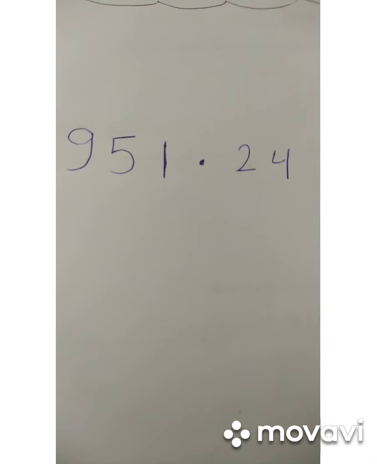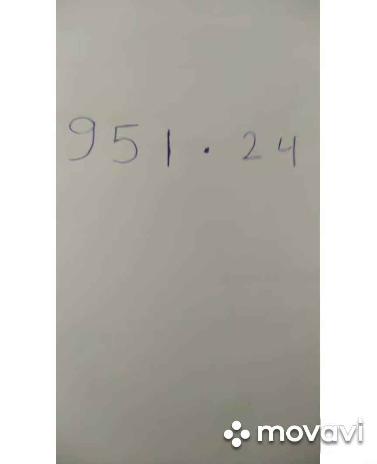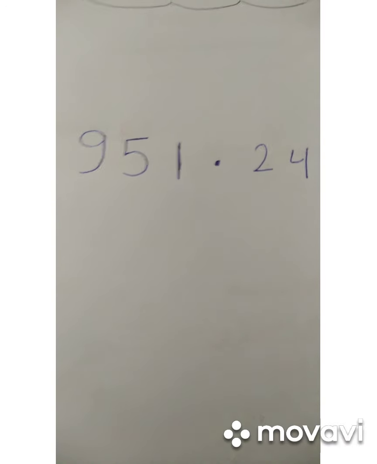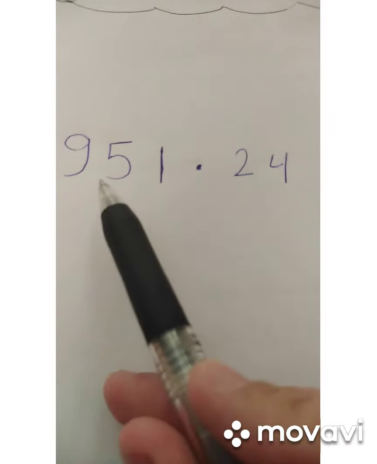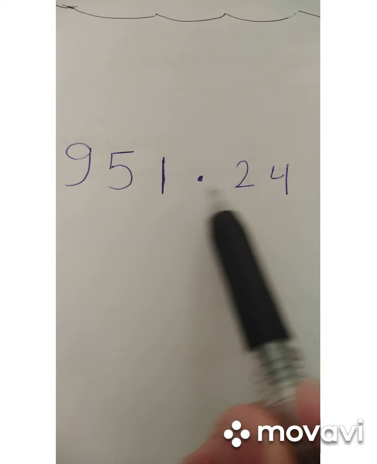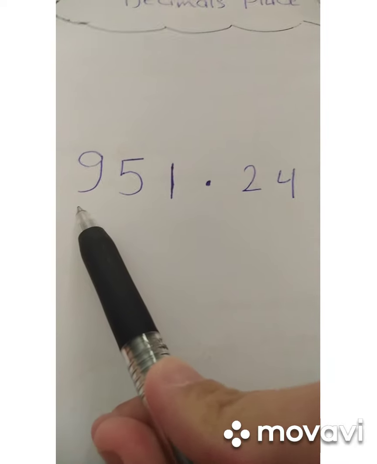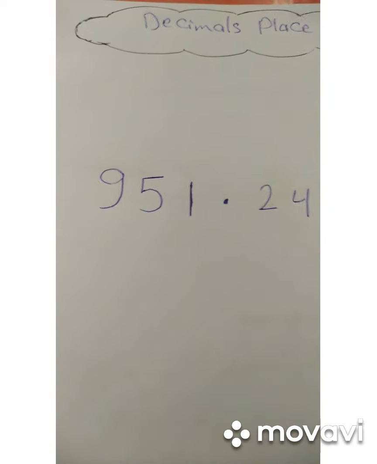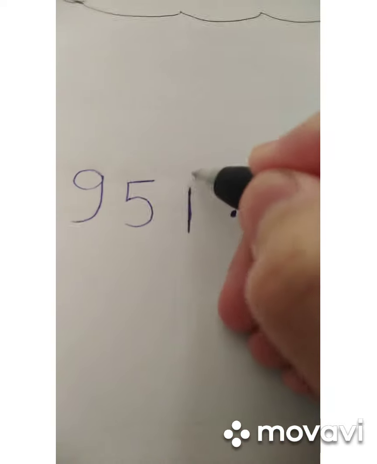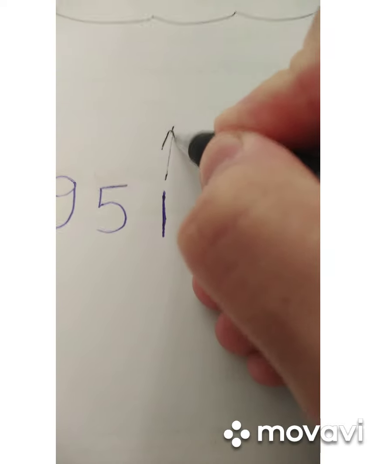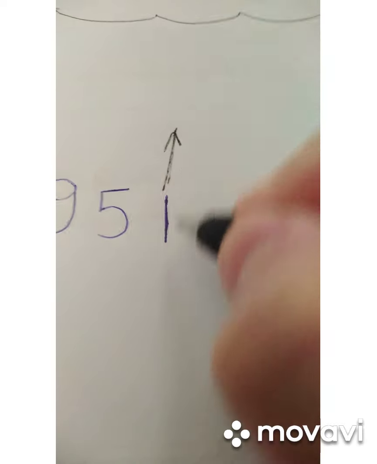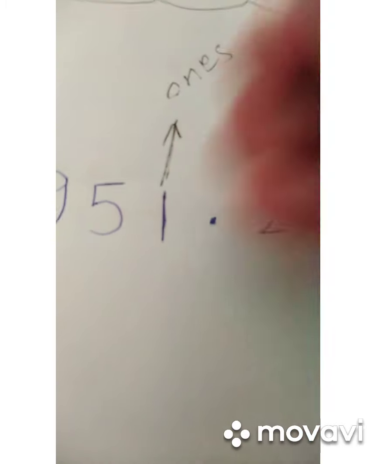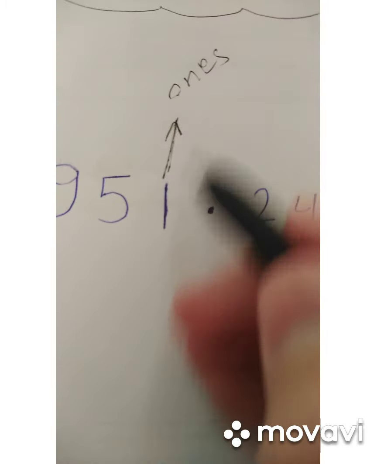If we have a decimal number like 951 and 24 hundredths, this number consists of how many digits? 1, 2, 3, 4, 5. It consists of 5 digits. If we want to name the place of this digit, what is the name? Yes, ones. This digit name is ones.